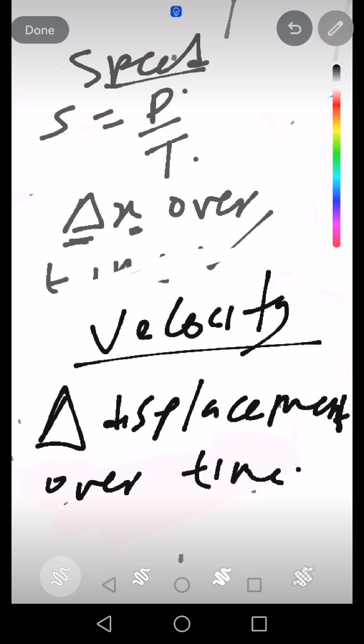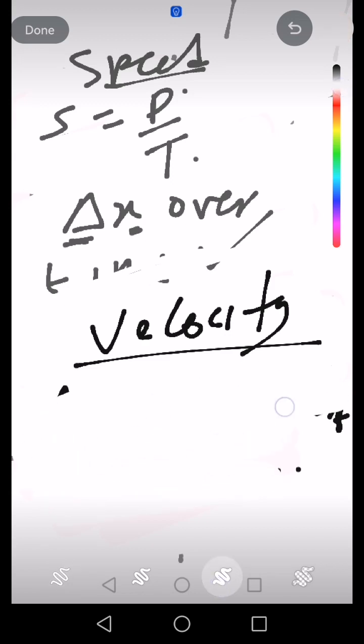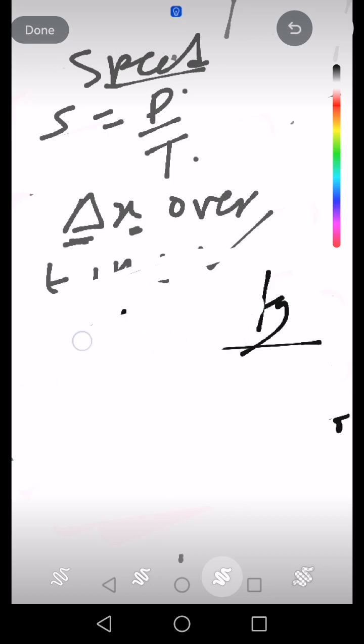Let's go to acceleration. So what is acceleration? We write the formula for acceleration. So we know the formula for acceleration. It is acceleration is equal to v minus u over t. So here those are velocity final minus velocity initial.